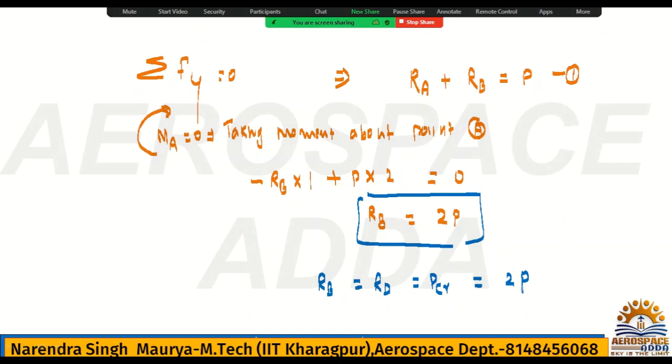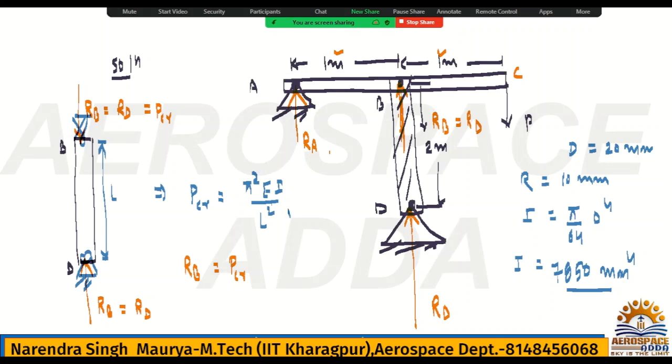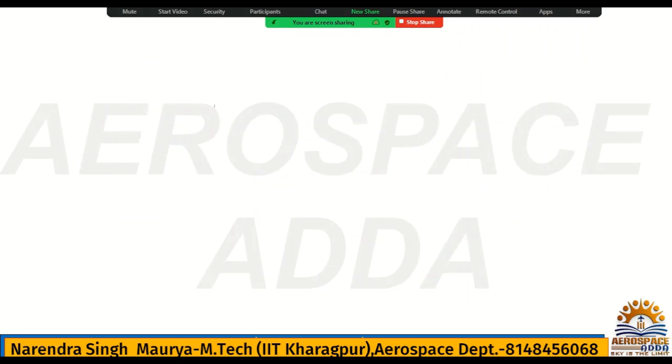Now you have the master formula for both ends hinged. This is the PCR formula. PCR value you got 2P. Now your problem is what? Solve. Pi square EI by L square. PCR you have calculated 2P. Pi square. E is 200 gigapascal. Make it 2 into 10 to the power 3.